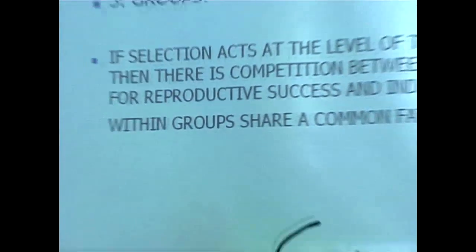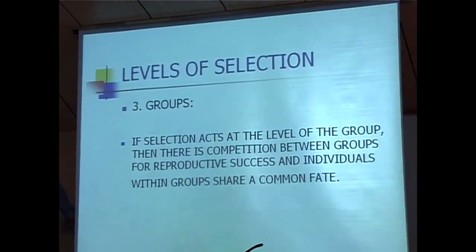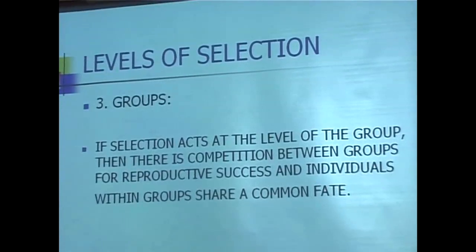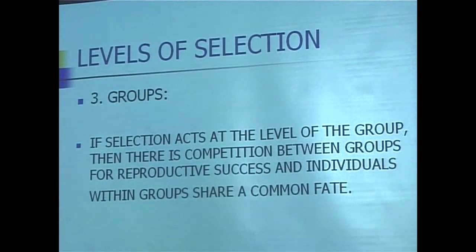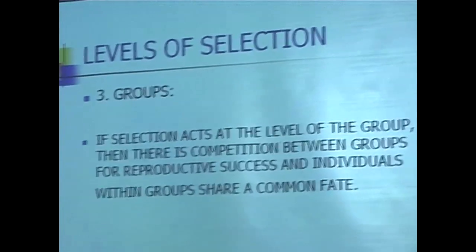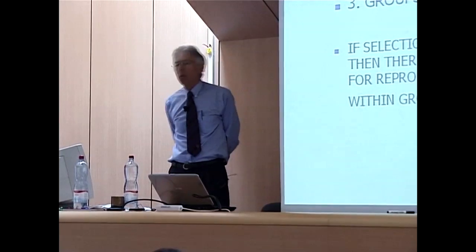But what about groups? Certainly sometimes animals and humans are arrayed in groups. And the question is, does natural selection work at the level of the group? If selection does act at the level of the group, then there would have to be competition between the groups for reproductive success. And instead of thinking about the individual as having more reproductive success, you think in terms of groups doing better or not doing better.